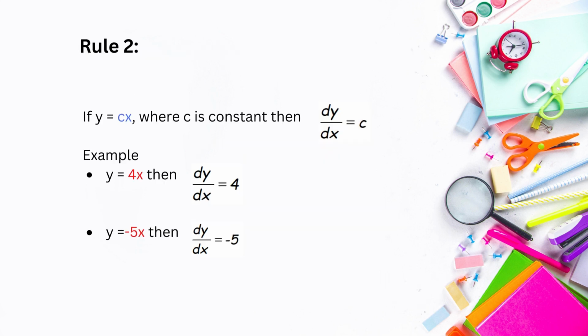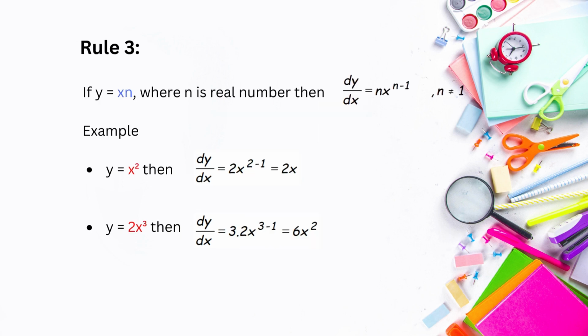Rule 2. If y equals cx to the power of 1, where c is a constant, then we differentiate it to c. For example, 4x differentiated becomes 4. This is because when we differentiate, the power of x will be minus 1. So the power of x becomes 0 and we get 4. Another example is also the same, even though it has a negative sign.